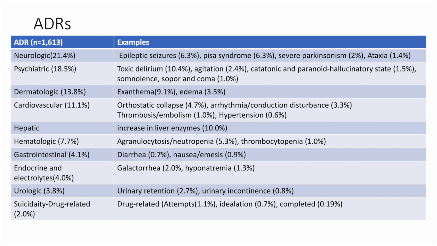And then dermatologic, we'll get into that more, but a lot of these psychotropics have dermatologic reactions that we don't normally think about. And there's cardiovascular: orthostatic collapse, arrhythmia, conduction disturbances, thrombosis, hypertension. All these can occur with psychotropics. And then hepatic, there's an increase in liver enzymes. We'll go through these a little bit in more detail, but we also got to be careful with suicidality.